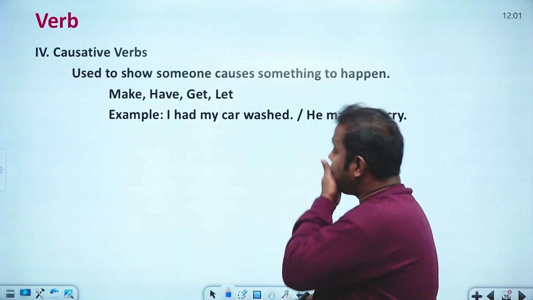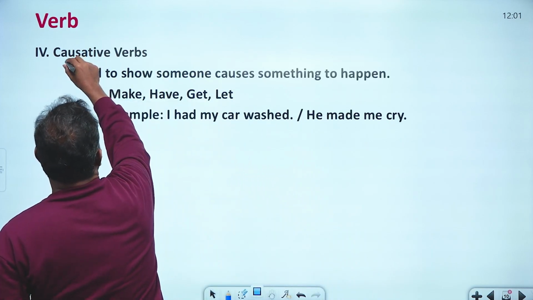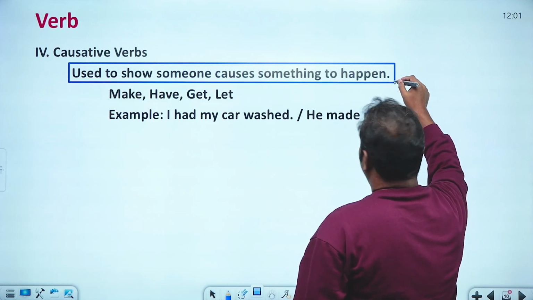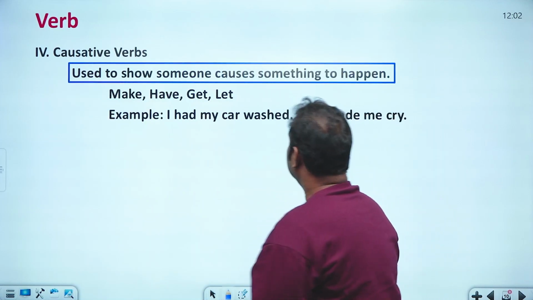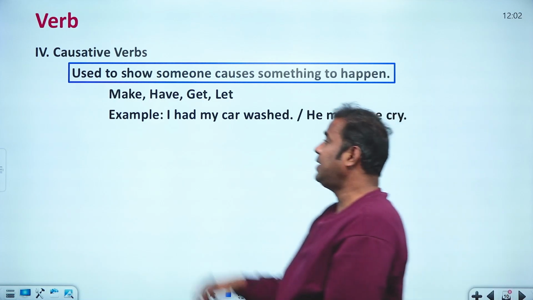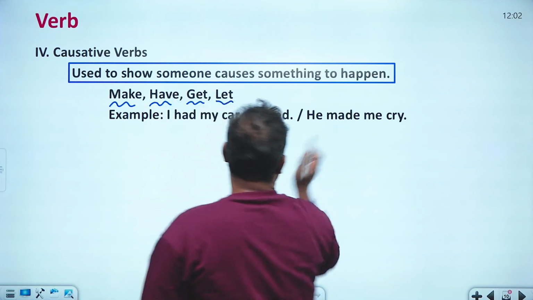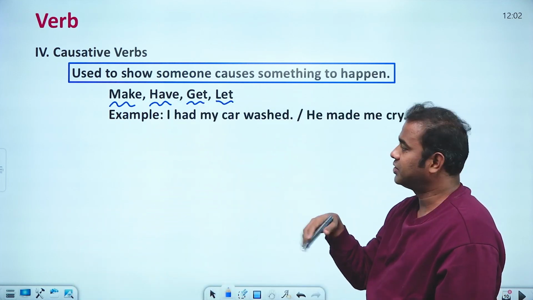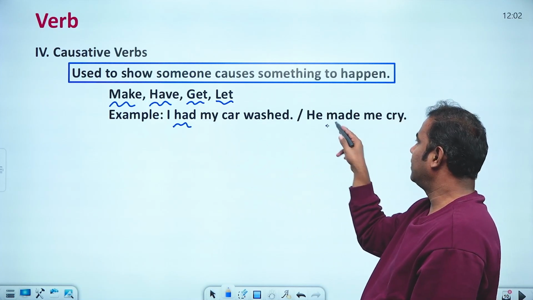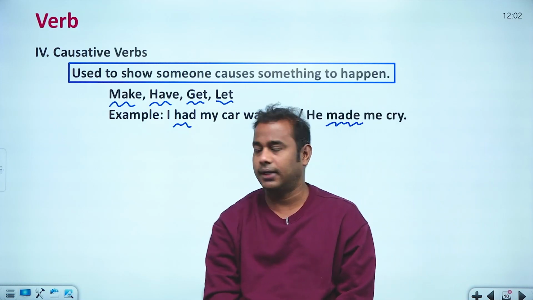Then you have here causative verbs. Generally, causative verbs are used to show that something causes something to happen. Okay, the main examples here are make, have, get, let. For example, look at here: I had my car washed. Okay, I had my car washed. Or, he made me cry. Make, made. Okay, he made me cry, like this.